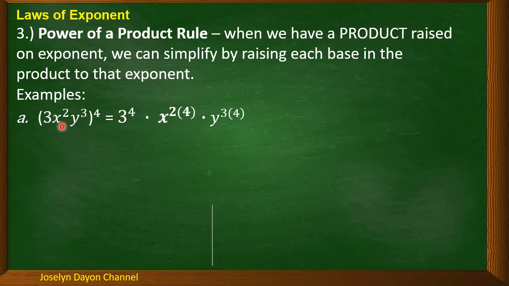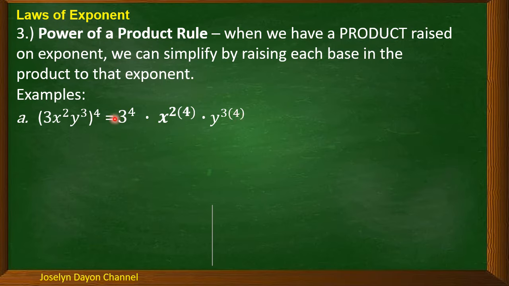So we have to raise each base in the product. So here 3 will be raised to the power of 4, and then here x squared will also be multiplied by the exponent 4, and then we have here y cubed. Y cubed will also be multiplied with the exponent of 4.